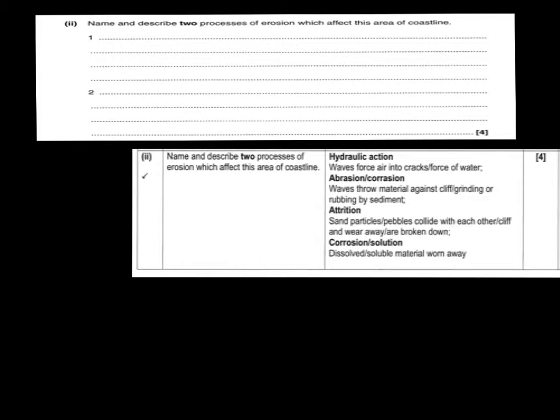Okay, now when we come to the next question, it's a name and describe question. Now, 4 marks is asking for 2 processes. So if you think about it, understanding the mark scheme should be pretty straightforward. 4 marks, 2 processes, name, describe. And if you look, what you'll actually see is exactly what the mark scheme is asking for. There's 1 mark for each name, there's 1 mark for each description. So it really is just basically saying, pick 2 types of erosion and explain how each one works.